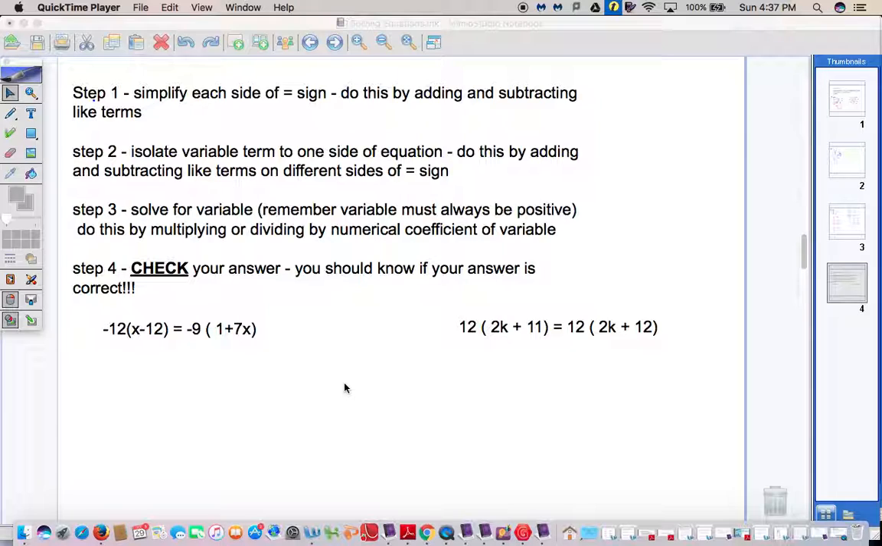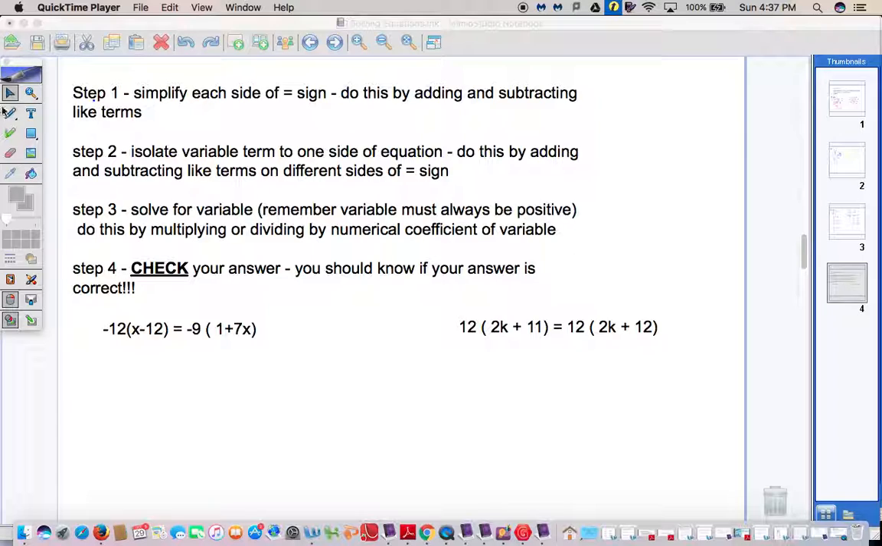Step 3, you're going to solve for your variable. Remember, your variable must always be positive. And we do this by multiplying or dividing by the numerical coefficient of the variable. That's the number in front of it. And then step 4 is to check your answer. You should know if your answer is correct because you should follow this step.